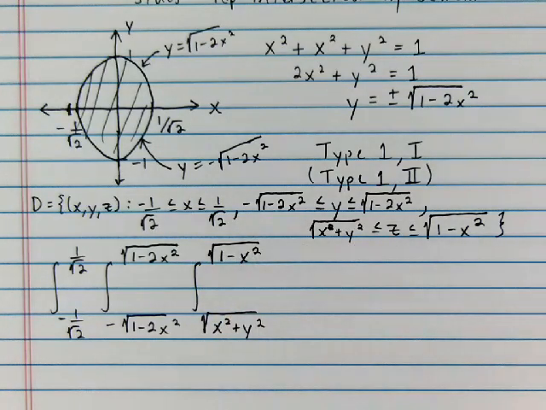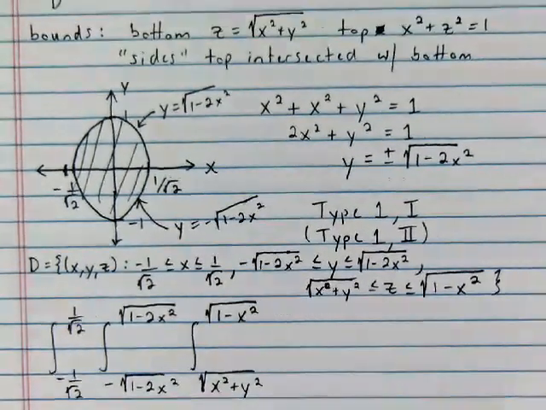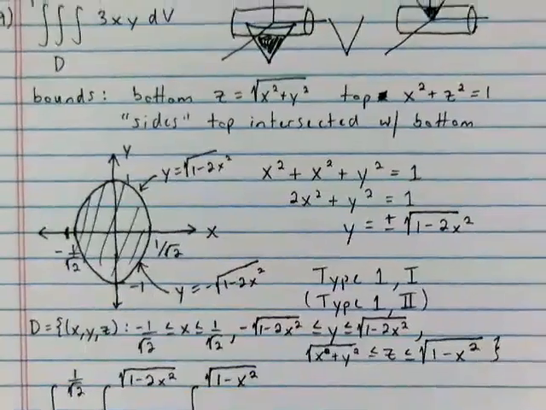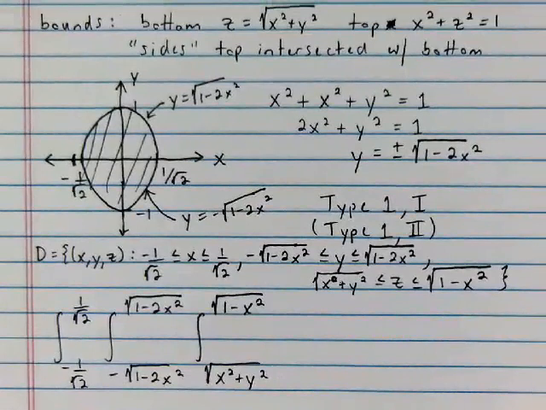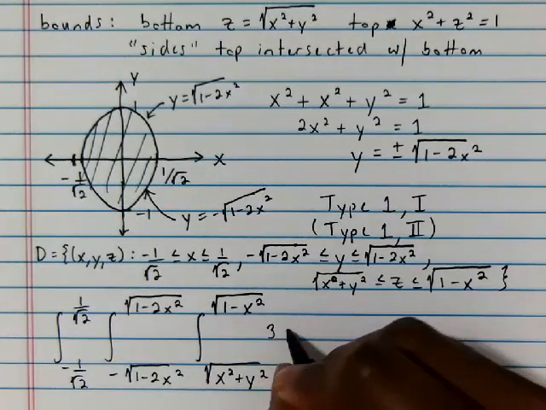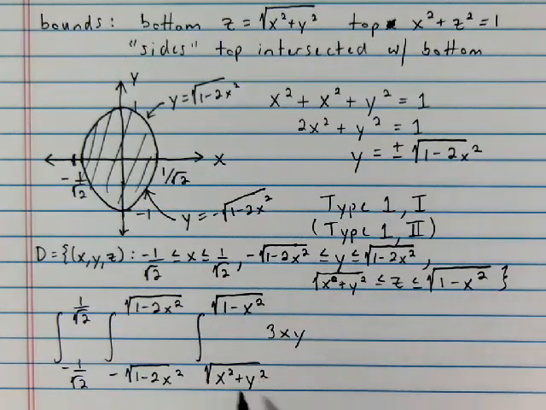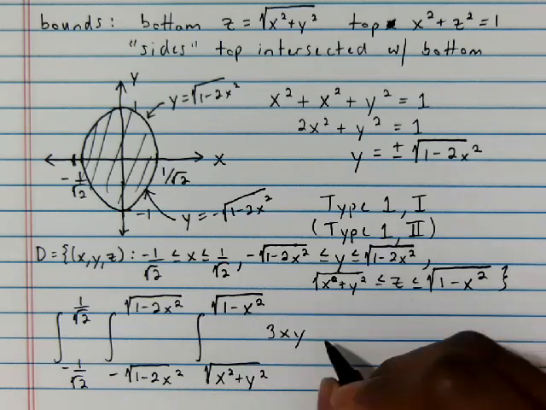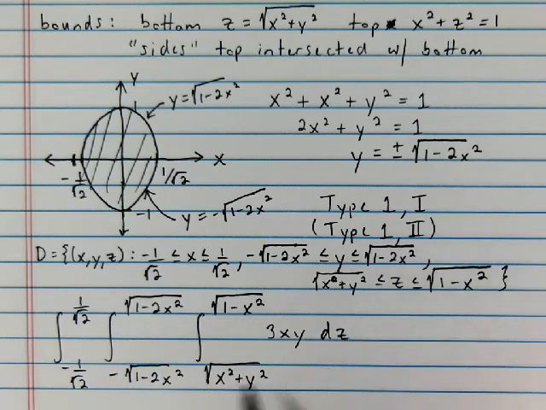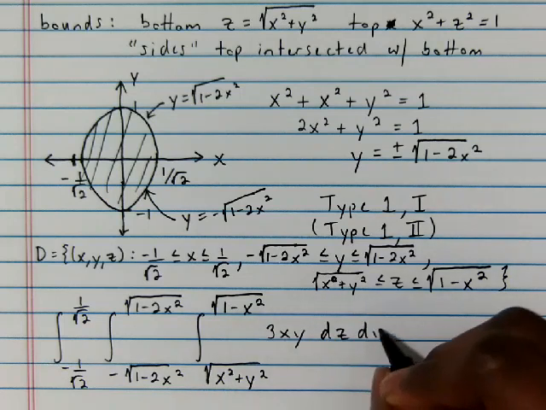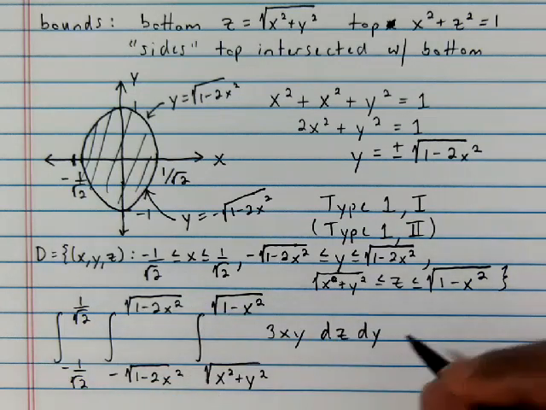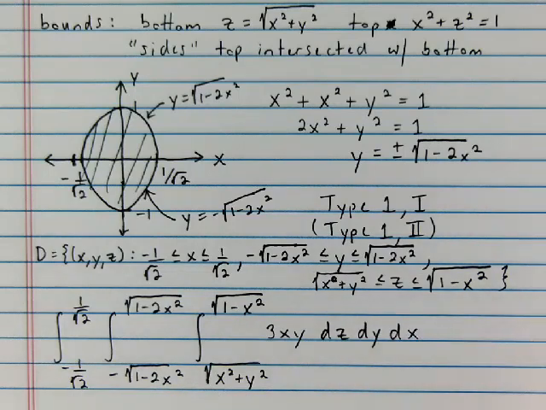Our integrand was 3xy. There it is, sorry. So our integrand is 3xy. When we check, what are these? Those are z's, so dz. What are these? Those are y's, so dy. And what are these? Those are x's, so dx. That would be our order of integration for that one.